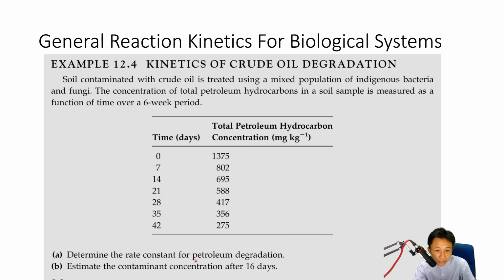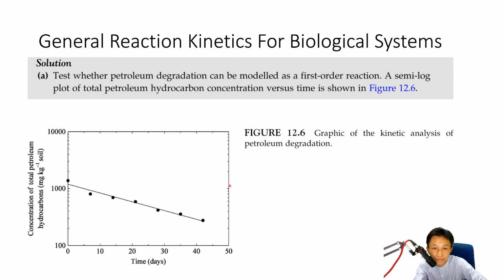And at 16 days, your number should be over 588 and lower than 695, if you have done things correctly. First, we have this kind of problem. So it's over the time.